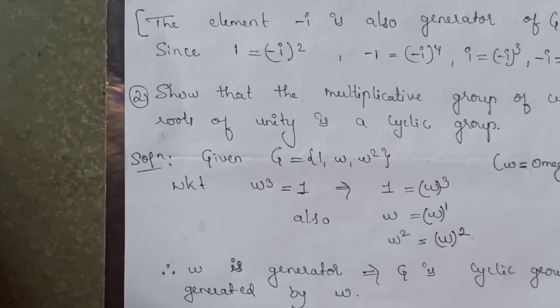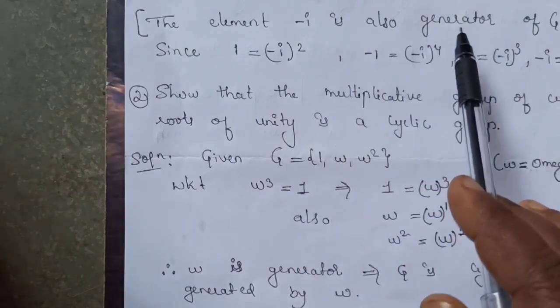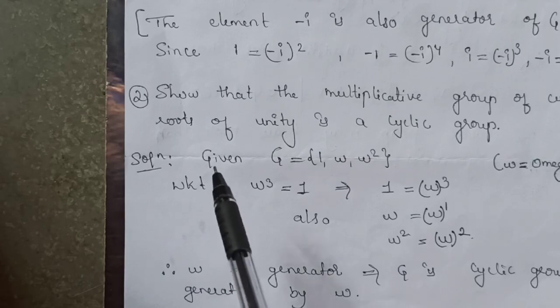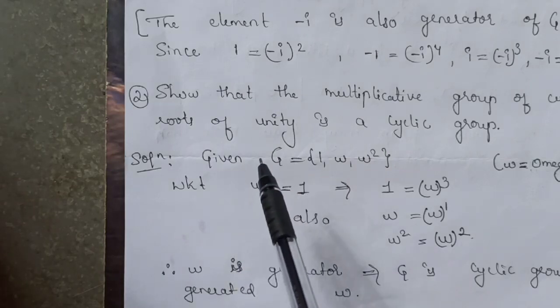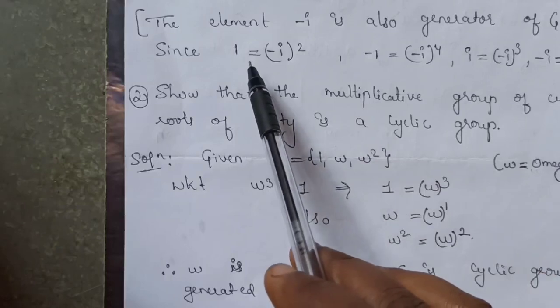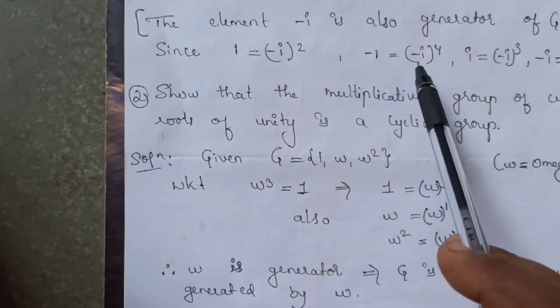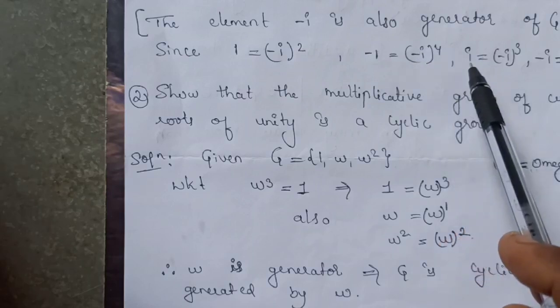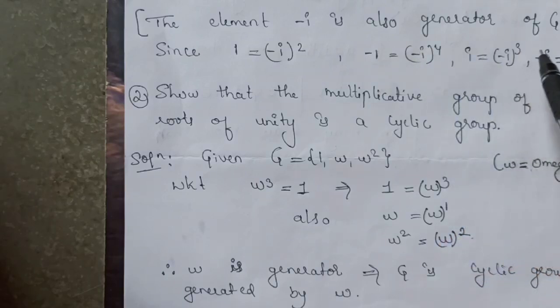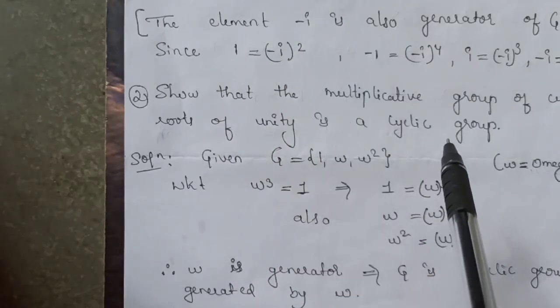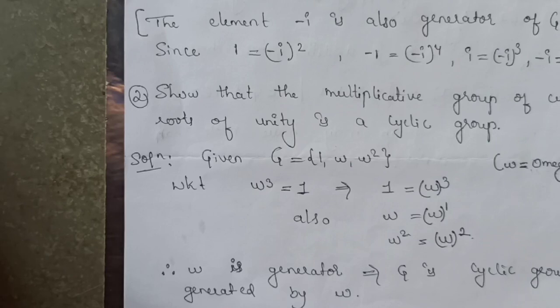The element -i is also a generator of G, because 1 can be written as (-i) whole square, -1 can be written as (-i) power 4... and i can be written as (-i) cube, and -i can be written as (-i) power 1. So this multiplicative group has two generators, i and -i.